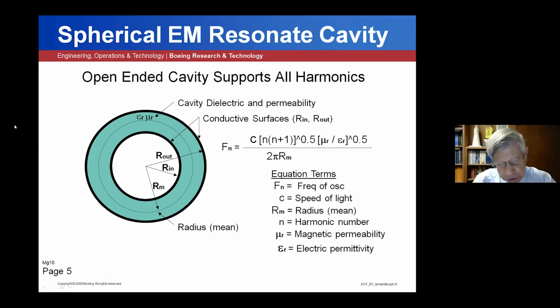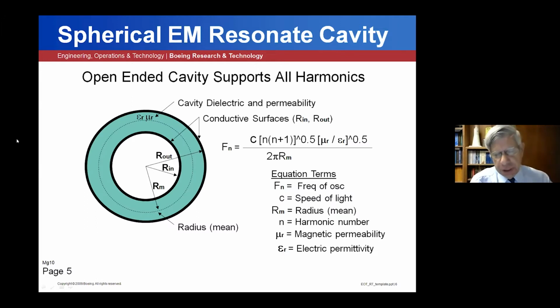This is a spherical or three-dimensional cavity. It supports all harmonics, fundamental, second, third, fourth, on up, because it's open-ended. Basically, the cavity is a dielectric media located between two electrically conductive surfaces. You got the inner and the outer. And the equation uses Rm, which is the mean radius. And then you have the electric permeability, of course, and then magnetic permeability and permittivity to deal with, which is your dielectric stuff.